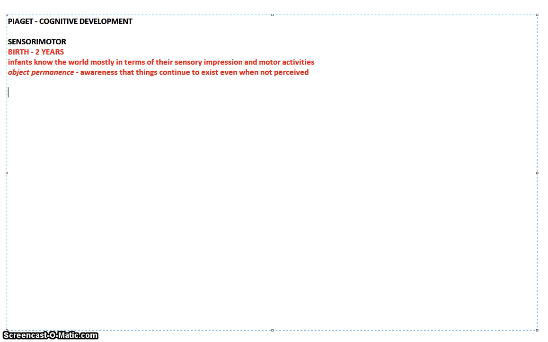The next stage after sensory motor is pre-operational. And again, look at the title to know what it is. Pre-operational. This is before you have operations. And so this is from ages 2 to about 6 or 7. And what happens in this stage is this is when the child learns to use language, but cannot yet perform the mental operations of concrete logic.